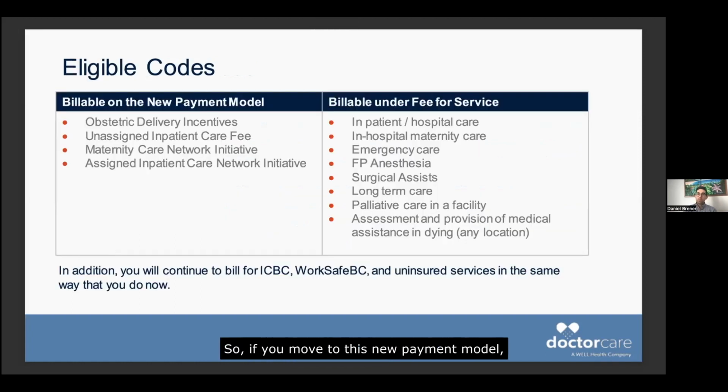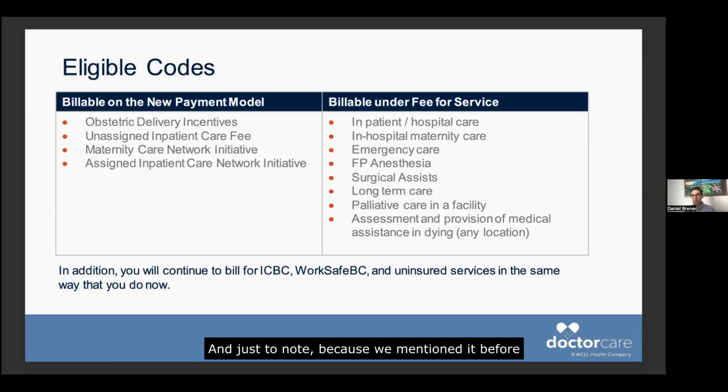So if you move to this new payment model, there are some codes that are still eligible in this LFP payment model, and there's also some codes that are no longer eligible. So the codes on the left, like obstetric delivery incentive and unassigned inpatient care fee, can still be billed under the new payment model. But then the codes on the right that we see there, inpatient hospital care, in-hospital maternity care, that kind of stuff, you can still bill for these codes, but you won't be billing them under the LFP model. You'll actually be billing them under the fee-for-service model. So different schedule of benefits there, different list of codes. You'll bill them as you do today. So no changes for those services on the right there.